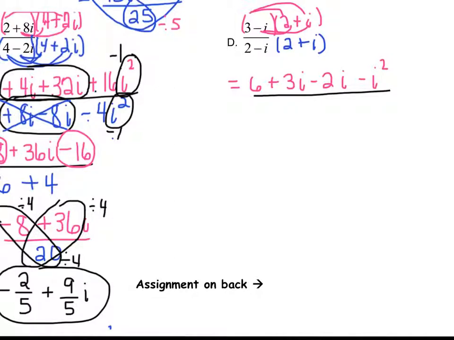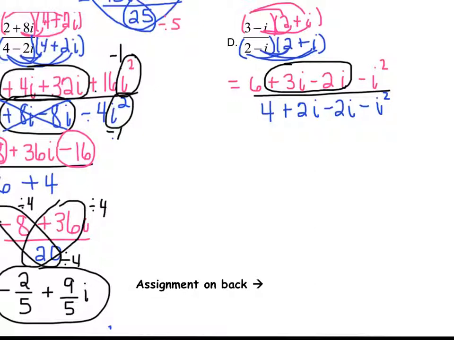Now underneath, we'll get 2 times 2 is 4. 2 times I is plus 2I. Negative I times 2 is negative 2I. And negative I times positive I is negative I squared. So let's combine like terms and simplify these. On the top, we can combine those like terms and replace that with negative 1. On the bottom, we'll combine like terms and replace that with negative 1.